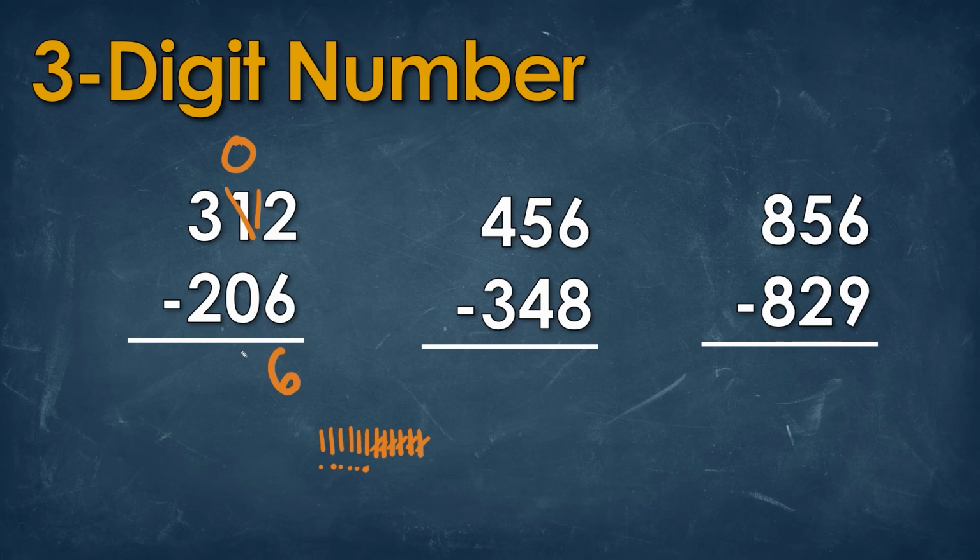0 minus 0 now, right? Because we have separated out the columns. Okay, so we have 0 minus 0, that's 0. Now we look at 2 minus 3, that's 1, 2, 3, minus 2, left with 1. So 312 minus 206 is equal to 106.